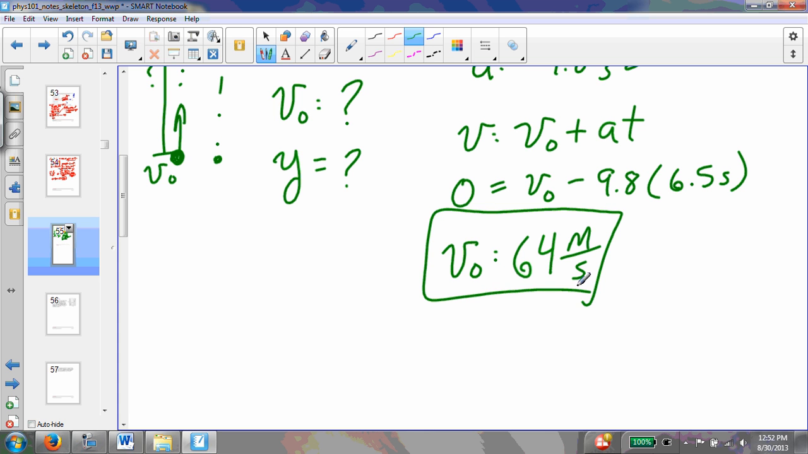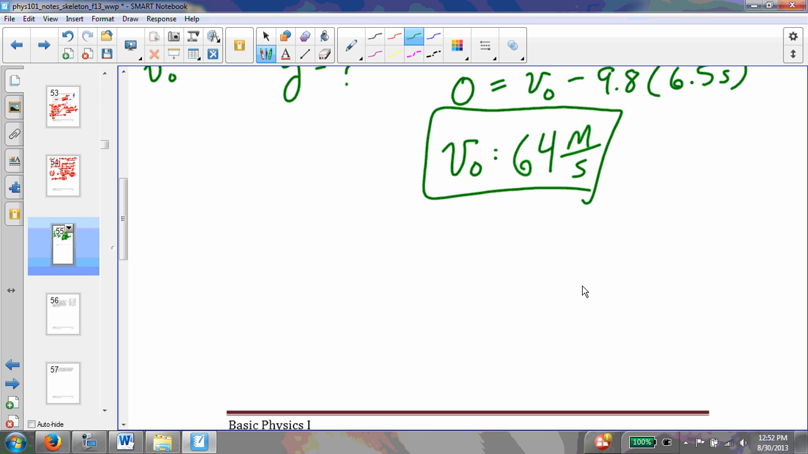That's pretty fast, 64 meters per second. That's over 100 miles an hour. But it goes up really high, so you know that it has to be going pretty fast. Obviously not physical, but for it to be in the air for that long, its initial velocity has to be pretty high.